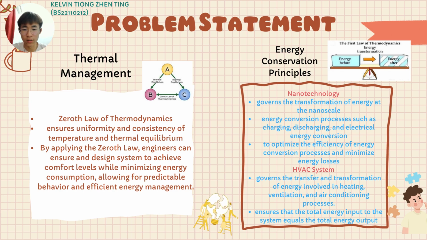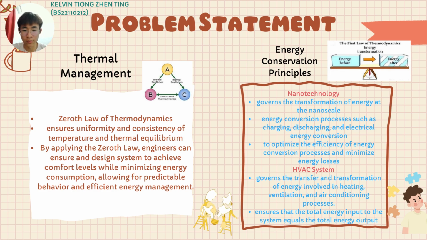For nanotechnology, where precise control over temperature is crucial, the zeroth law ensures uniformity and consistency in thermal equilibrium. For instance, when designing nanomaterials for electronic devices, ensuring that different components are at the same temperature is essential for reliable performance. By applying the zeroth law, engineers can ensure that nanoscale systems operate under well-defined thermal conditions, which allow predictable behavior and efficient energy management.